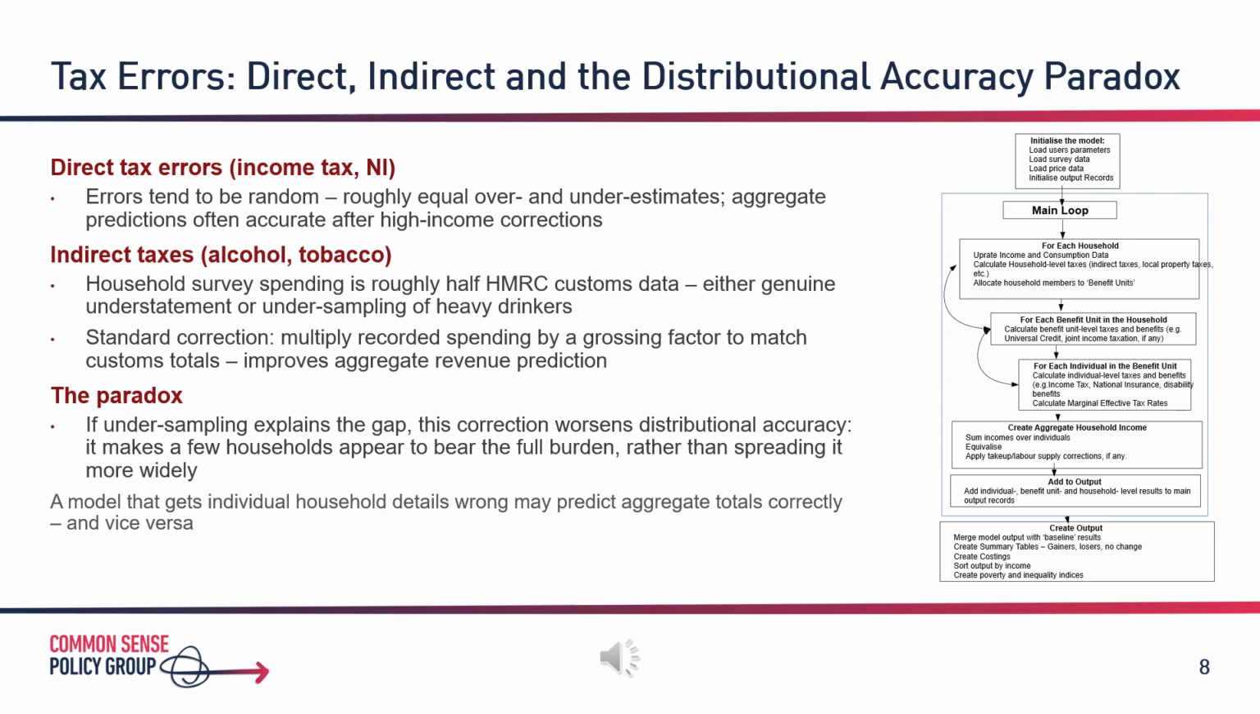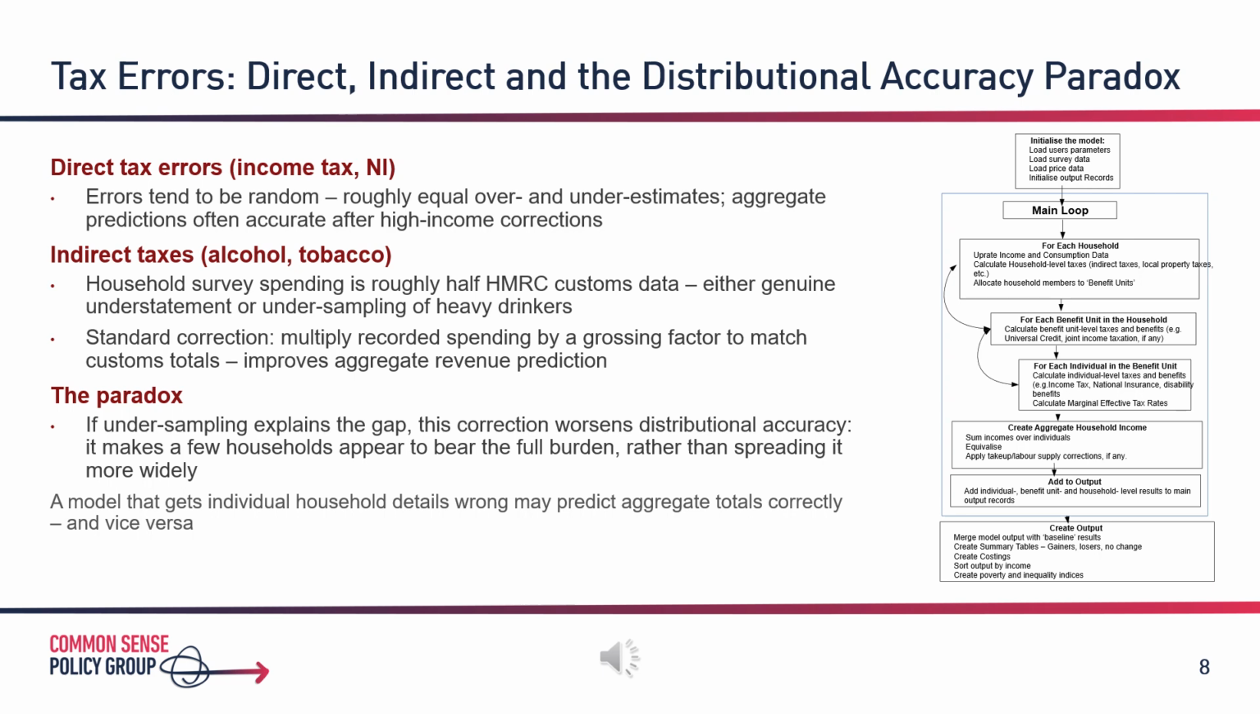interpreting model outputs. For income tax and national insurance, the errors tend to be roughly random. The model overstates liability for some households and understates it for others, with no clear systematic pattern. This means that when you aggregate across the full sample, the errors partially cancel out, and the total predicted income tax revenue is often reasonably close to HMRC's published figures, particularly after the high income correction that replaces reported incomes for the very richest FRS respondents with values imputed from tax records.